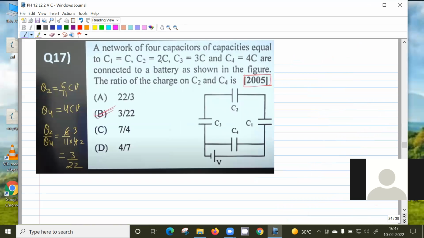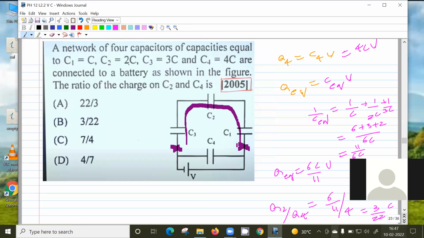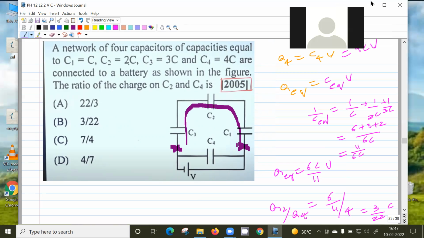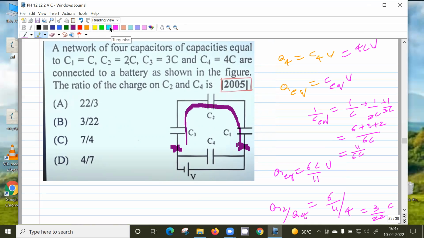Option A, sir. No. You made some silly mistake. It's Q2 by Q4. C2 by. Okay. C2 is 4CV only, sir. You want to make some silly mistakes. See, Q4 is C4 and V, right? Yes, sir. That is 4C into V.